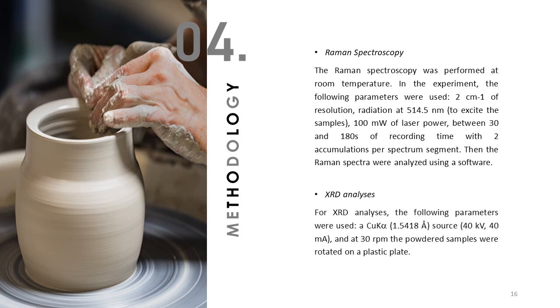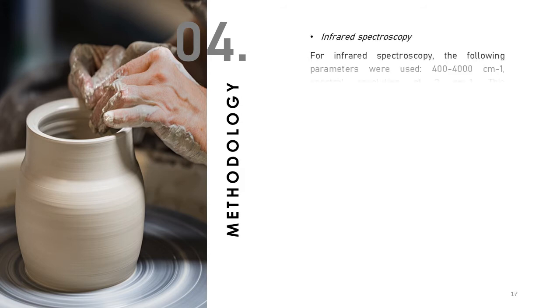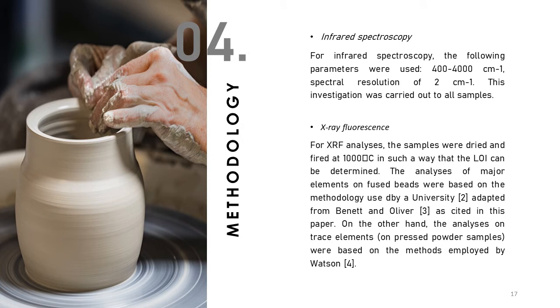And for XRD analysis, the following parameters were used: 1.5418 angstrom, a source of 40 kilovolts, 40 milliamperes, and at 30 RPM, the powdered samples were rotated on a plastic plate. For infrared spectroscopy, the following parameters were used: 400 to 4000 cm to the -1 power, spectral resolution of 2 cm to the -1 power. This investigation was carried out on all samples.